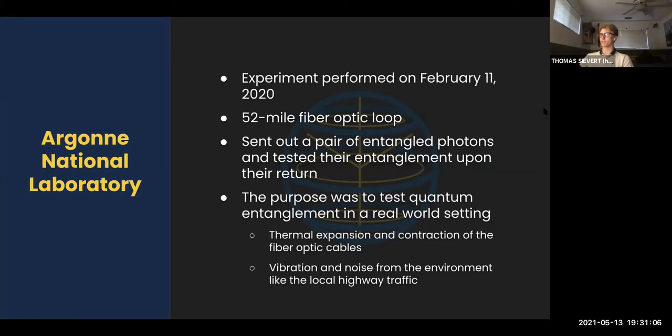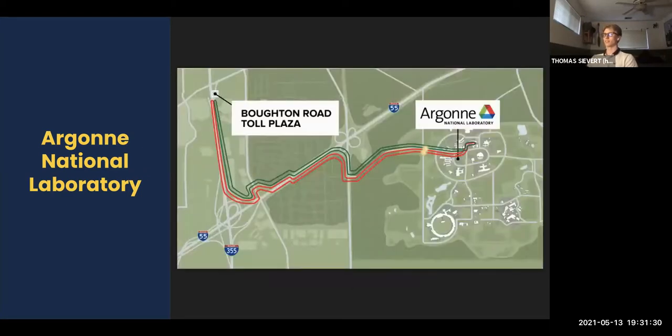The point of doing this is, it's one thing to say you have entangled particles when you're in a lab, they're right next to each other, and you can keep everything the same temperature. It's another thing to test for entanglement when you have fiber optic cables running under highways, as well as thermal expansion and contraction due to varying temperatures. If you go to the next slide, this is a graphic of what they did. They sent entangled photons from Argonne over to the University of Chicago and then back again.